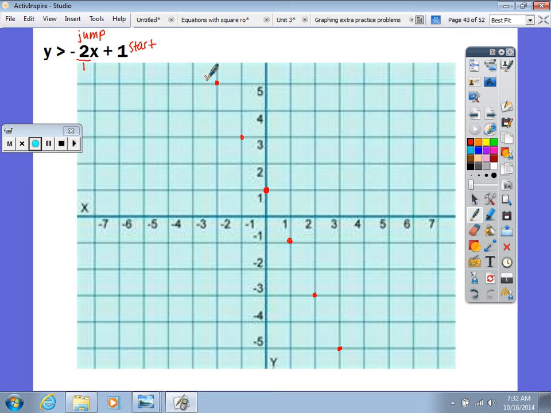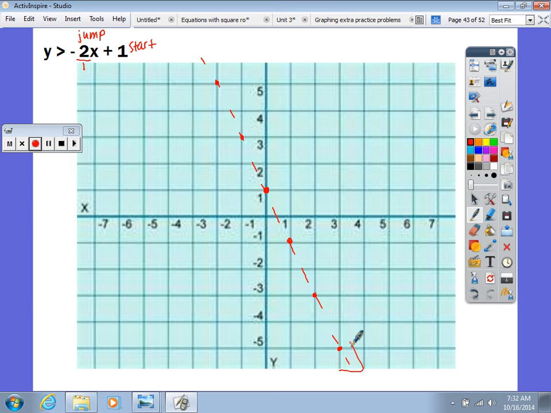Okay? Now I need to look back at my inequality sign and determine should it be a solid line or a dashed line. And in class we talked about that this would be a dashed line because there's not a line underneath it. If it said equal to, that means it's solid. But since it's just greater than, that's it, it's dashed. So go ahead, connect your line, and just make it dashed.